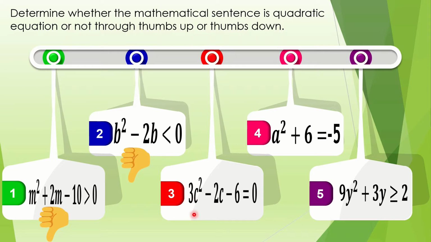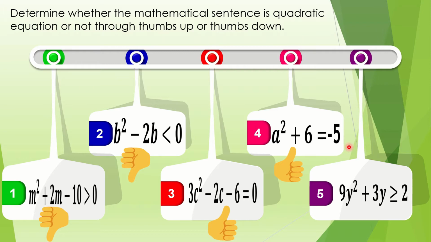Let us have the third one. 3c squared minus 2c minus 6 is equal to 0. Yes, it's thumbs up because the highest degree is 2 and it uses an equal sign here. Let us have number 4. a squared plus 6 is equal to negative 5. It is also thumbs up since it satisfies the condition of a quadratic equation.